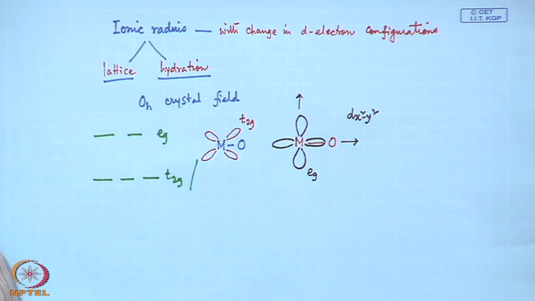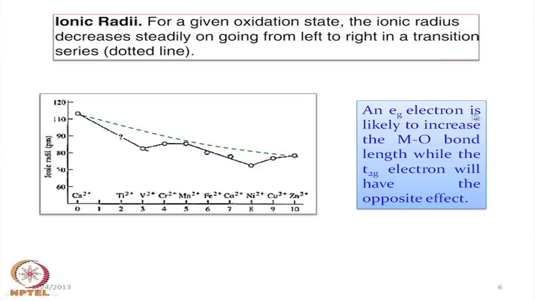So, what happens if an Eg electron is there? That Eg electron will try to increase the M-O bond length, which is quite obvious, because this metal ion having an Eg electron faces the ligand orbital, the ligand p orbital or any other hybrid orbital directly. So there is head-on overlap between the metal d orbital and the ligand p orbital. As a result, the corresponding metal-oxygen bond length will increase.